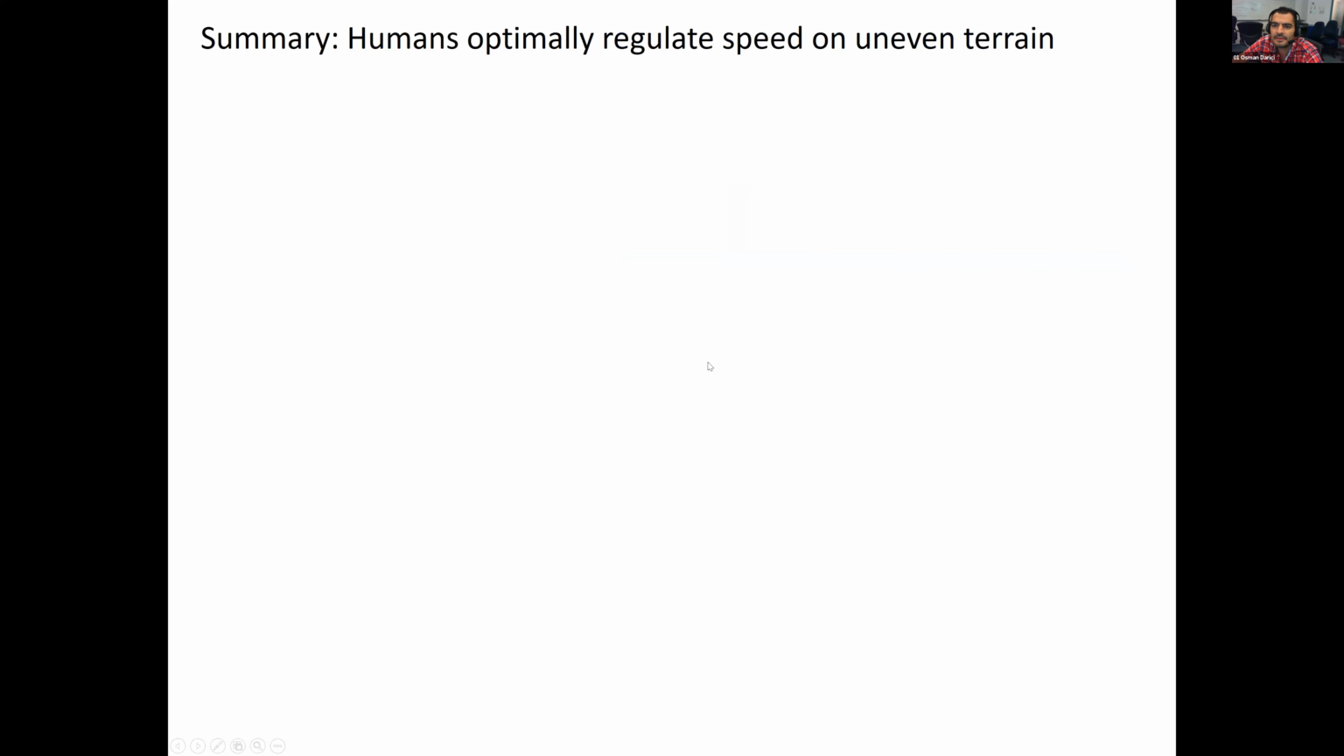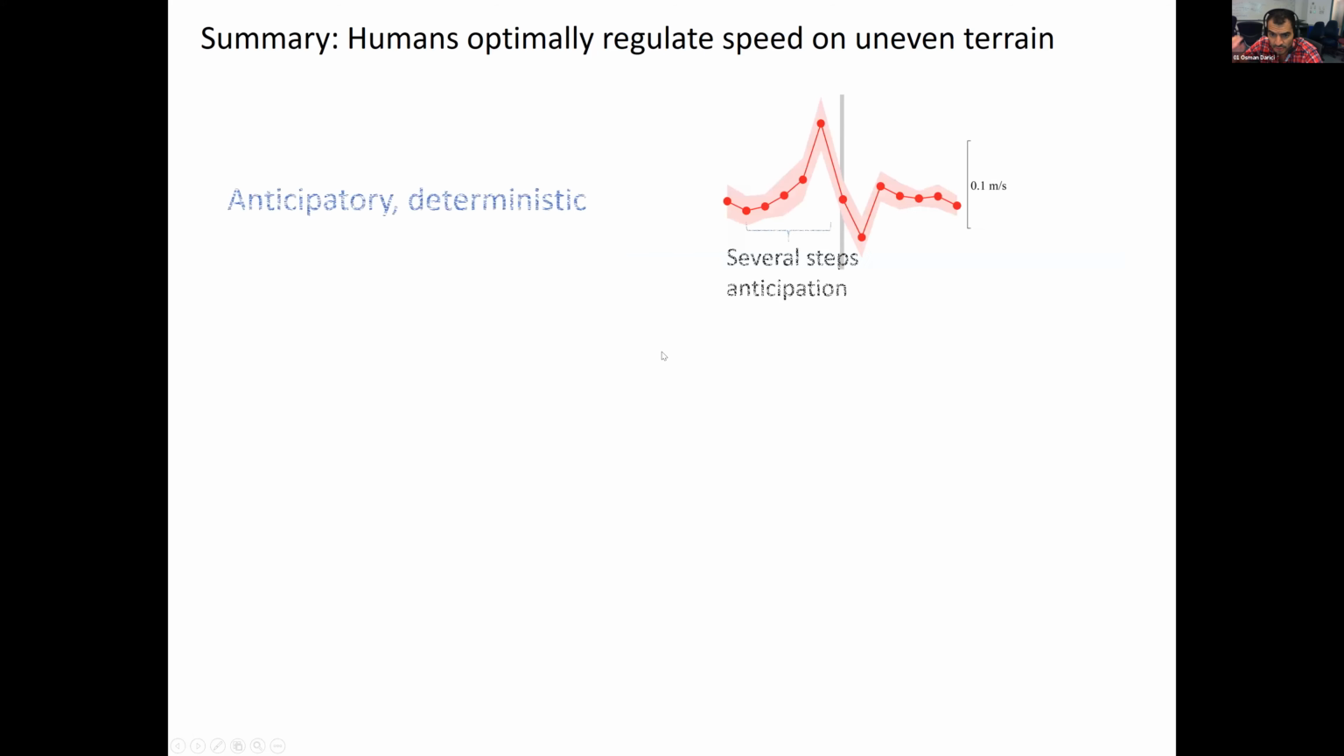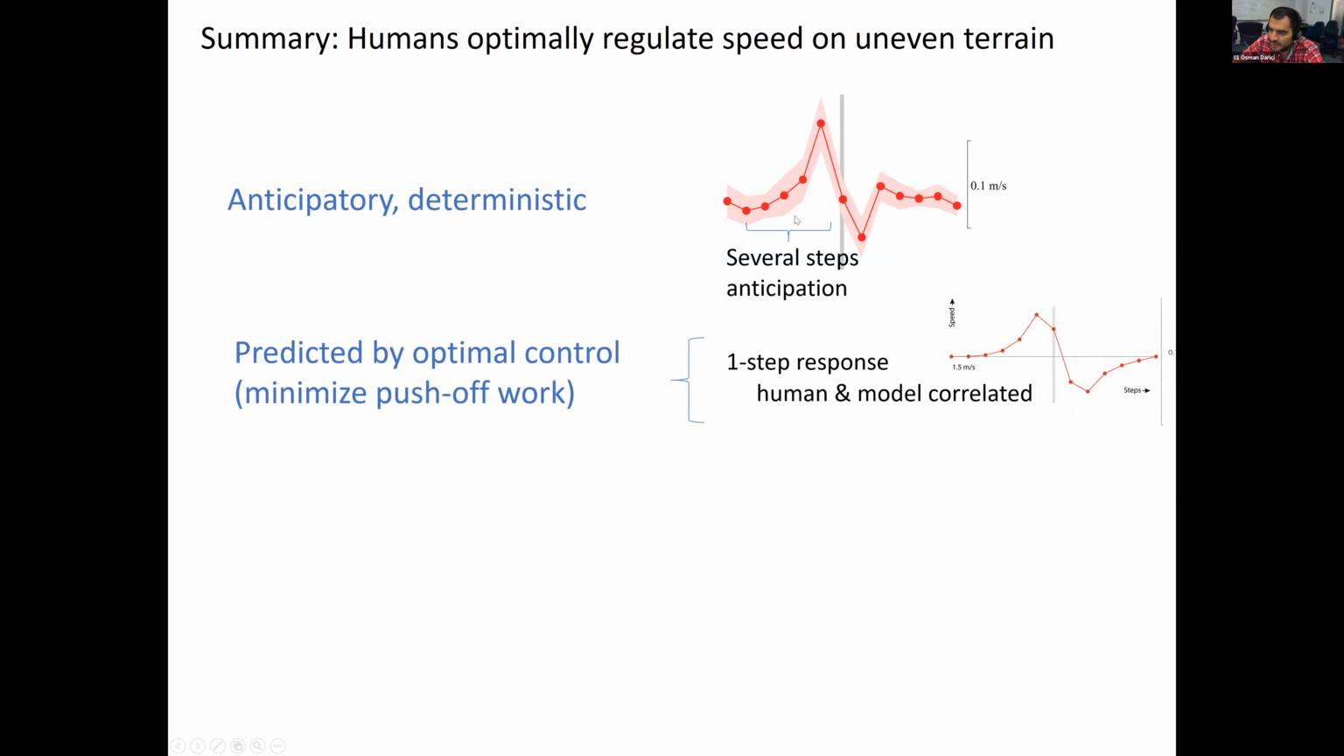I'm going to sum up. In this talk, we showed human speed fluctuations on uneven terrain are not random, and they are anticipatory and deterministic. Compensation begins earlier than the uneven terrain. We can have good predictions of these speed trajectories by a simple optimal control model. Mechanical work optimization predicts this.